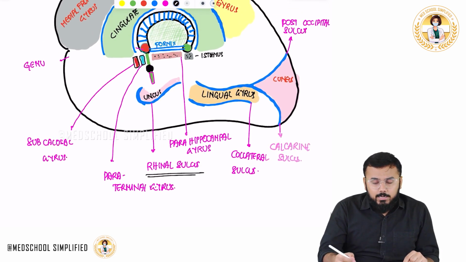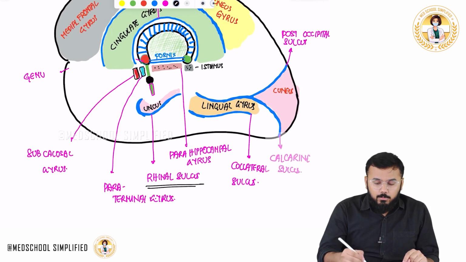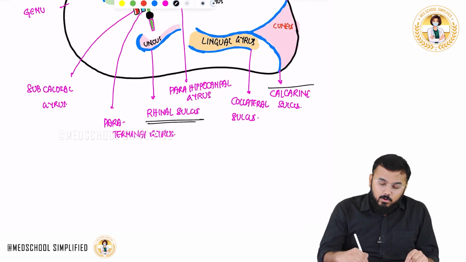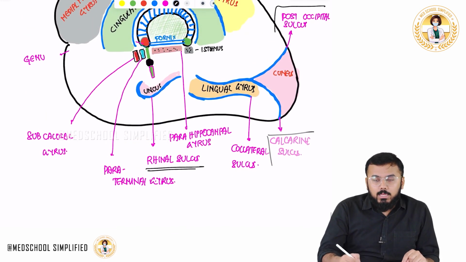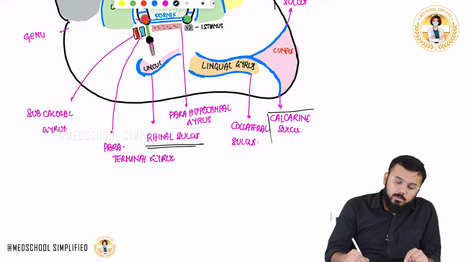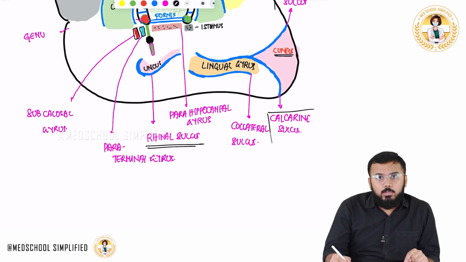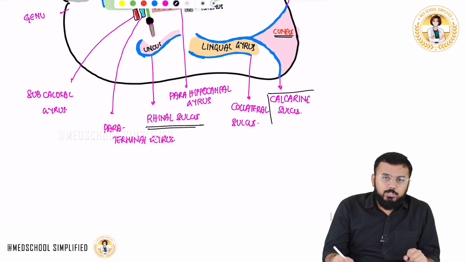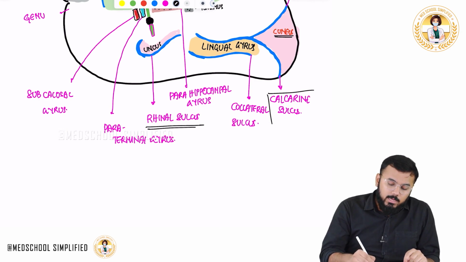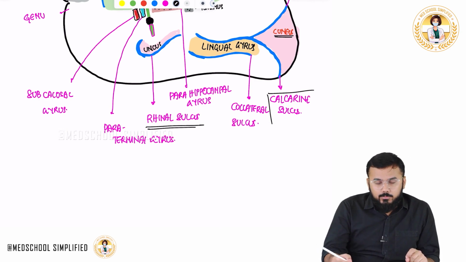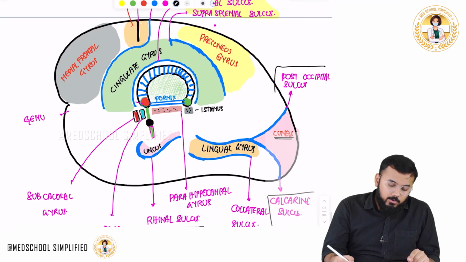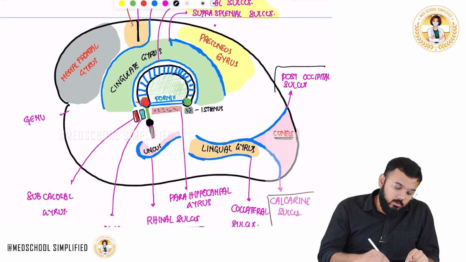Next, on the backside, on the posterior or occipital pole, you have got the posterior occipital sulcus, and down here you have got your calcarine sulcus. Between the calcarine and posterior occipital, this particular gyrus you see here is called a cuneus. Next, here you have got lingual gyrus, you know that, and if you go up, this one over here is called your cingulate gyrus.